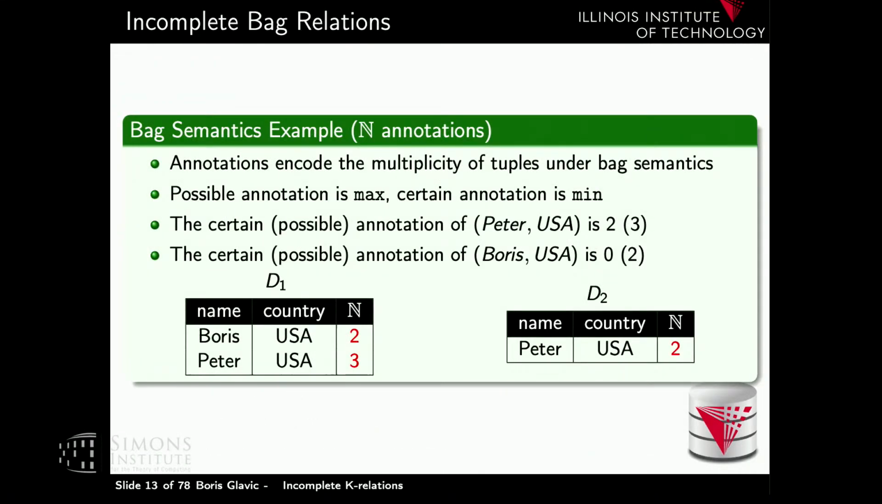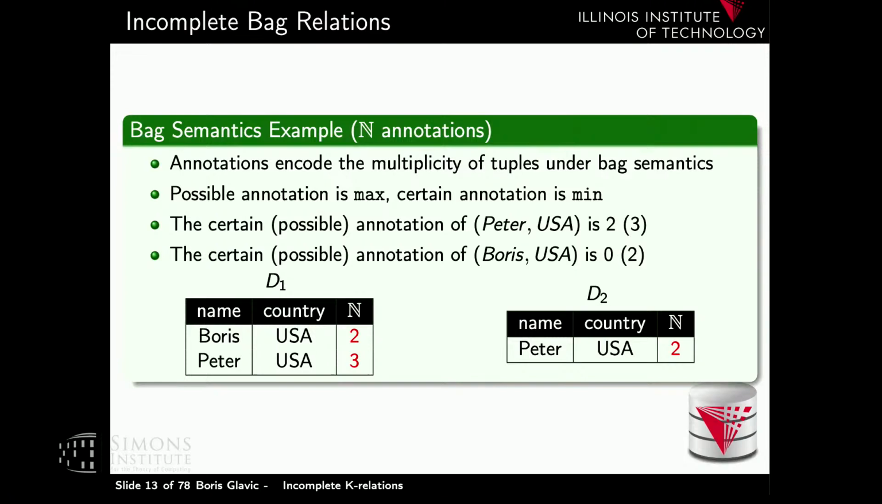Let's apply this to an example. Here I have an incomplete bag database with 2 possible worlds. I can now reason about the possible and certain annotation. For example, for Peter, the certain annotation is 2, since Peter exists at least 2 times in every possible world. The possible annotation is 3; Peter does not exist more than 3 times in any world. And for Boris, the certain annotation is 0. I was using this convention to not list tuples that have 0 annotation in the tables explicitly.